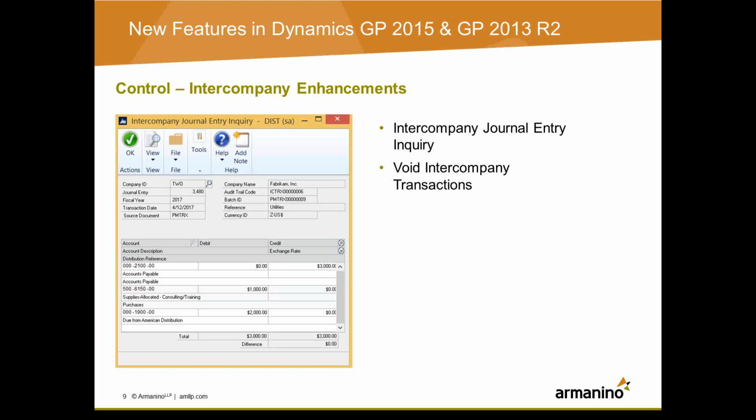So that's going to be handy. It's going to cut down a lot of jumping back and forth. Another thing they can do too is that if you void an intercompany transaction in the originating company, it will also create a void transaction in the distribution company. So this will speed things up a little bit, it gives you a little more control and access to information between the companies.